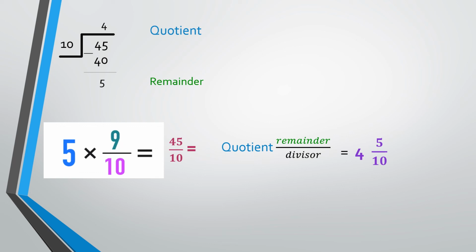If we look at 5 and 10, we notice that both could be divided by 5, by the same number. So by dividing them by 5, we get a final answer which is 4 and 1 over 2.